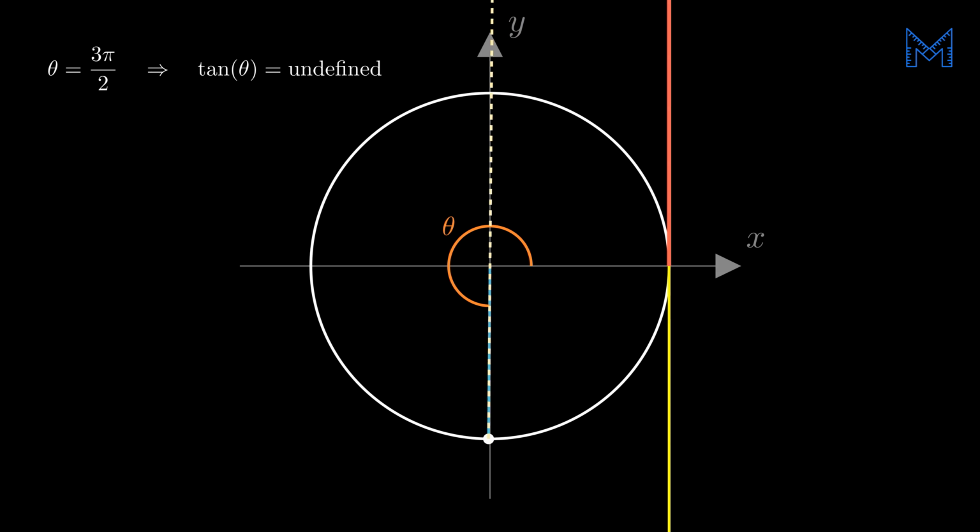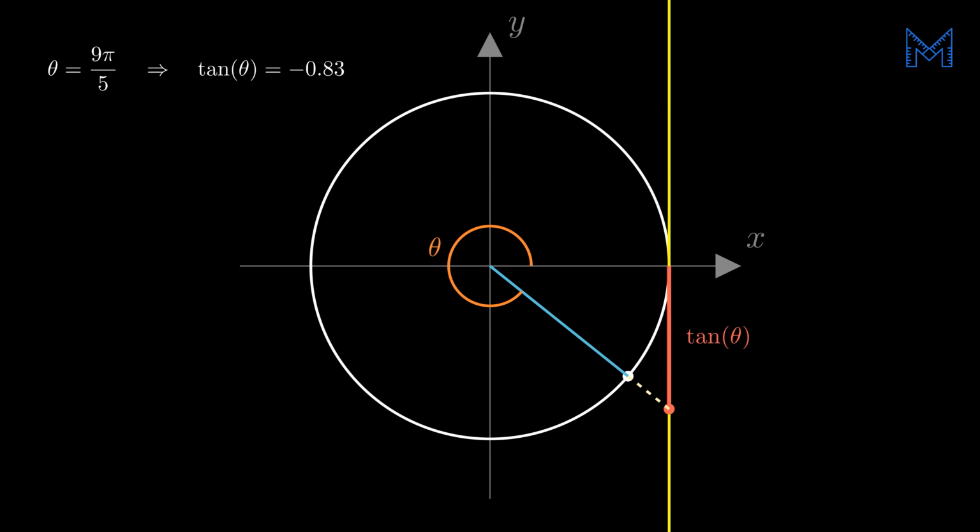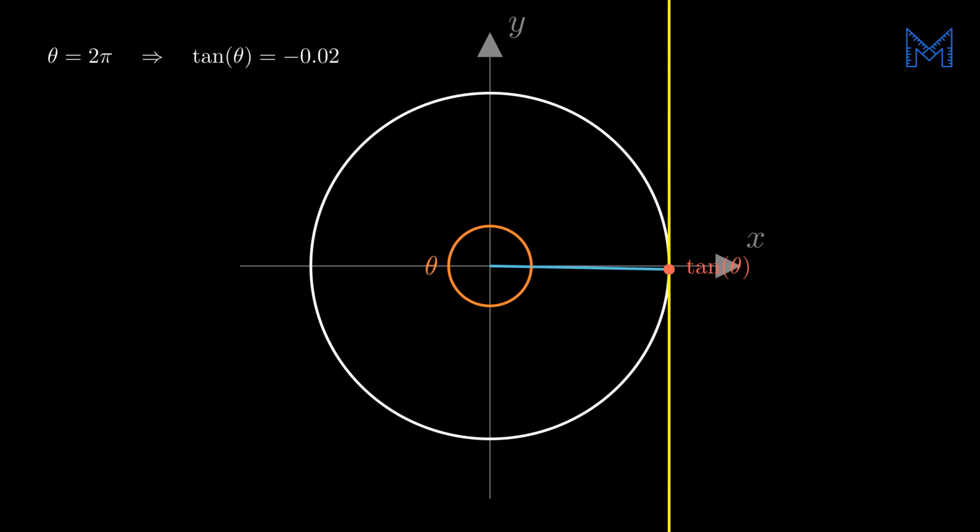Finally, in the last quadrant, for example with an angle of 9 pi over 5, the extended side of the angle points downward once again, giving a negative tangent. This value then gradually rises back up to 0, completing our full turn at 2 pi.